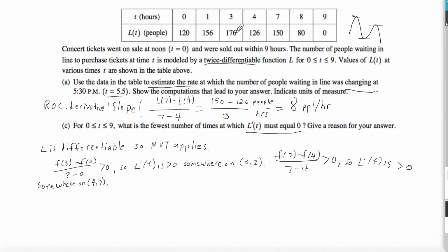Basically, I took the secant line across 0 to 3 and 4 to 7 to show that, hey, there's got to be a place where the derivative is positive. What else can I show? So I basically showed that I have an increasing section and an increasing section. Let me show my decreasing sections. I can kind of do the same thing. I can say, okay, f of 4 minus f of 3 over 4 minus 3, if I found the slope across this interval, I would find that it's negative. So L prime of t is less than 0 somewhere on 3 to 4.